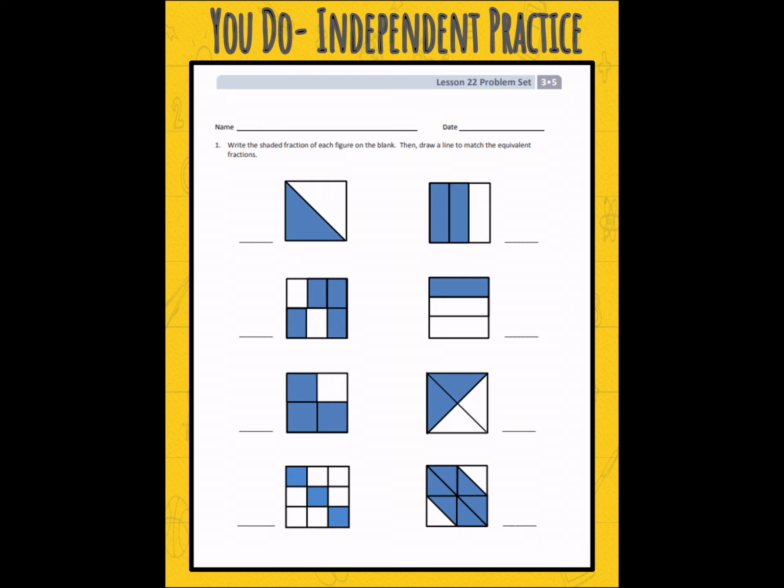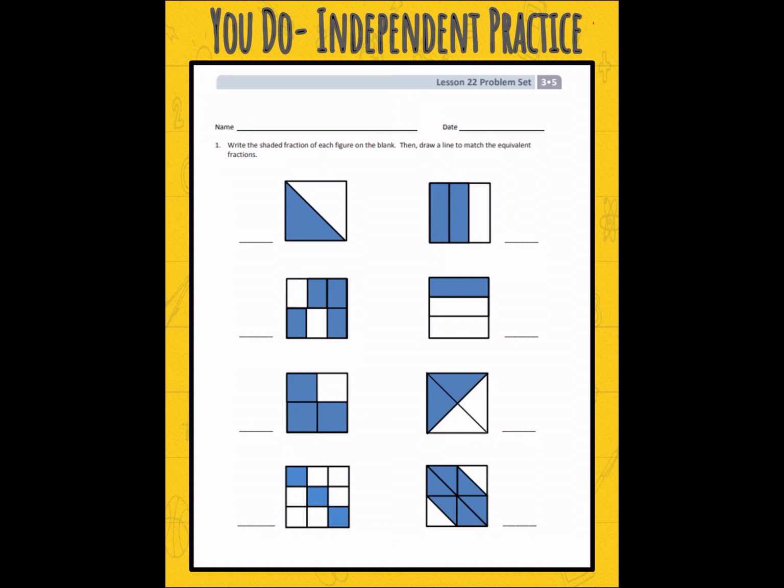All right. Write the shaded fraction of each figure on the blank. Then draw a line to match the equivalent fractions. I know that you can do this on your own. I am not going to even model this for you. I know you've got it. I want you to pause the video, do this on your own, and then press play to check the answers.